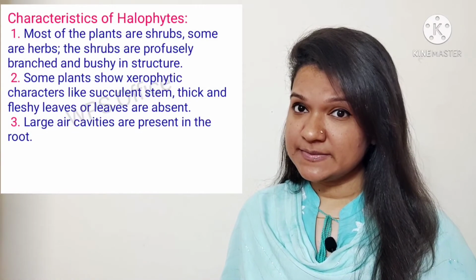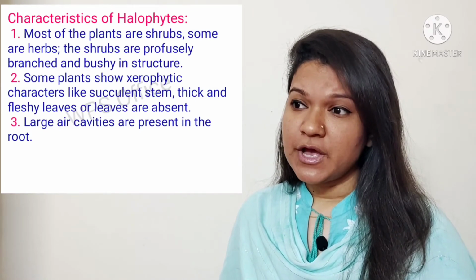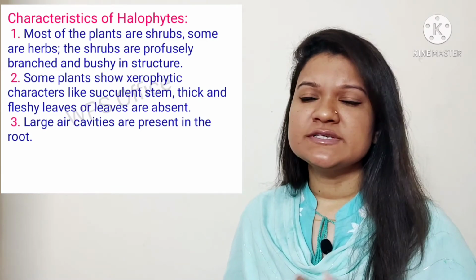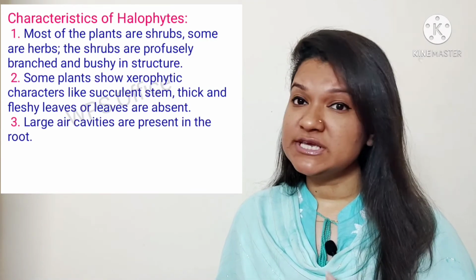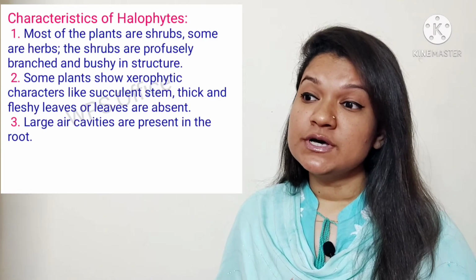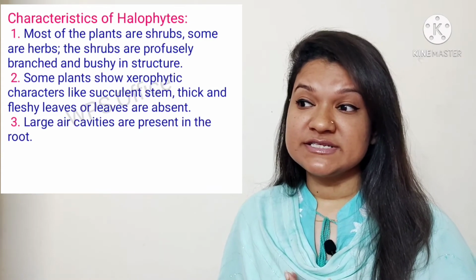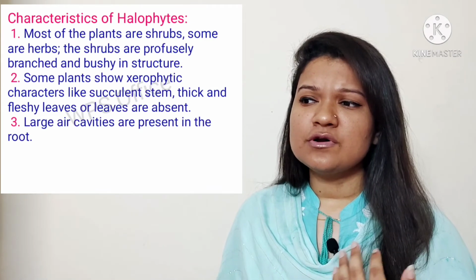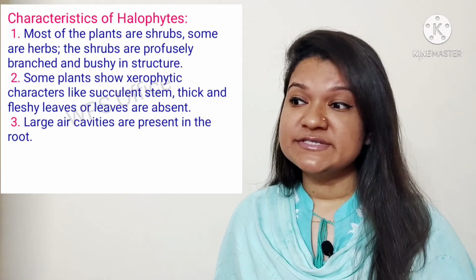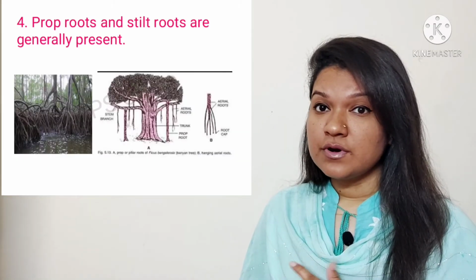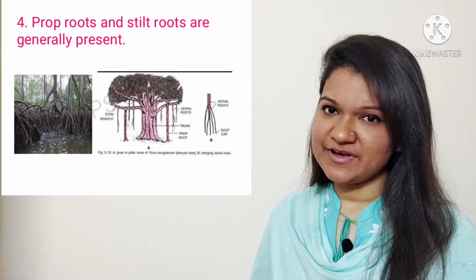Now I will describe the characteristics of halophytes. Number 1. Most of the plants are shrubs, some are herbs. The shrubs are profusely branched and bushy in structure. Number 2. Some plants show xerophytic characteristics like succulent stem, thick and fleshy leaves, or leaves are absent. Number 3. Large air cavities are present in the root. Number 4. Prop roots and stilt roots are generally present in halophytes.